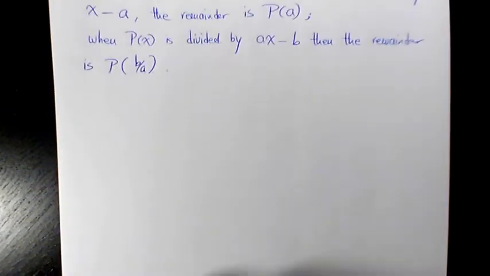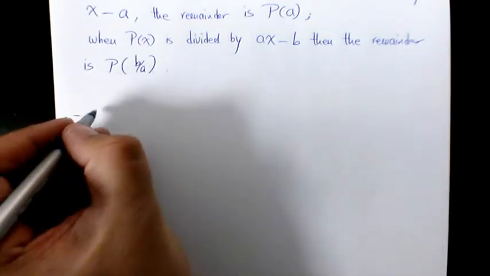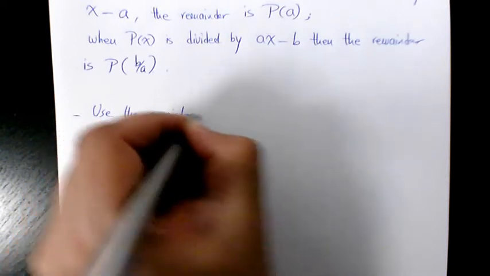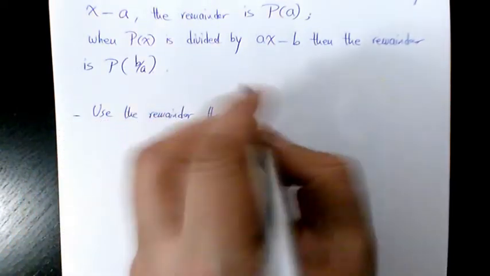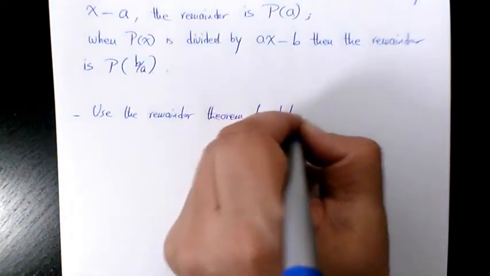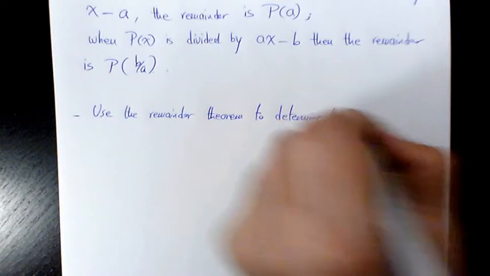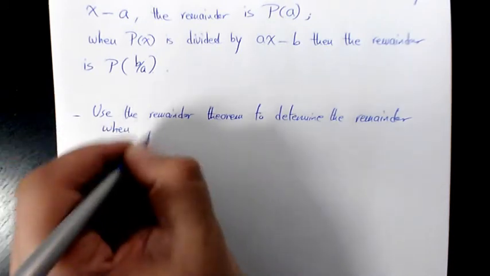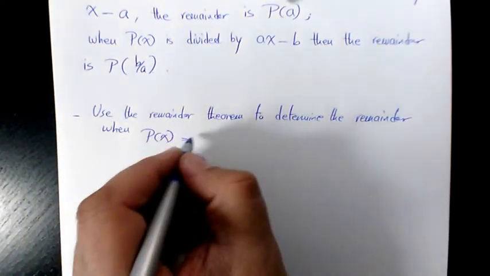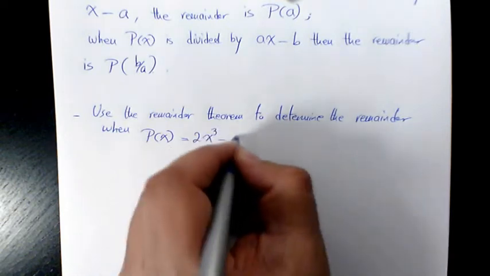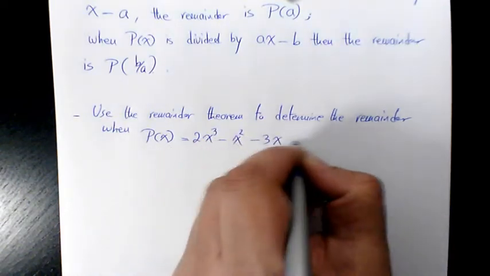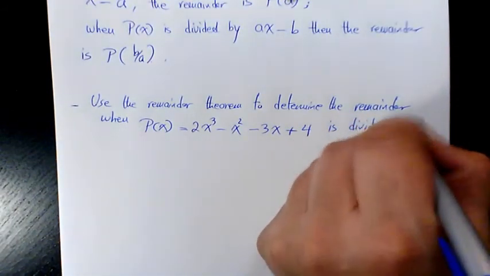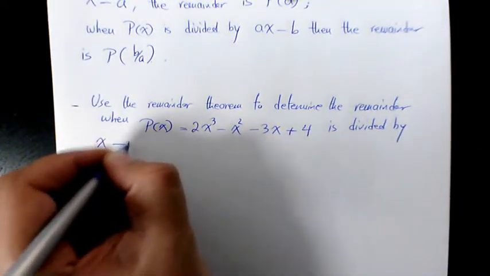Let's look at the example. Here it says use the remainder theorem to determine the remainder when p of x equals 2x cubed subtract x squared subtract 3x plus 4 is divided by x subtract 1.